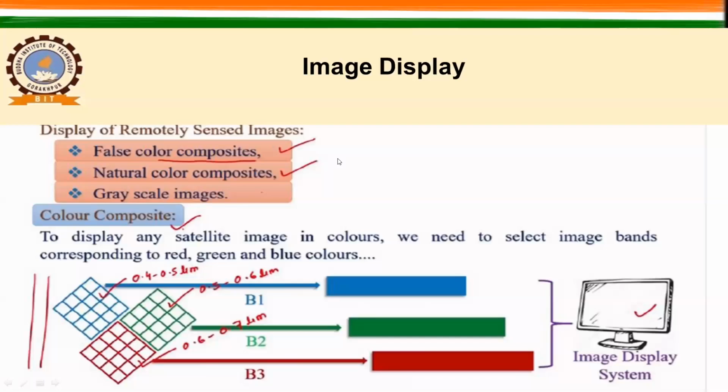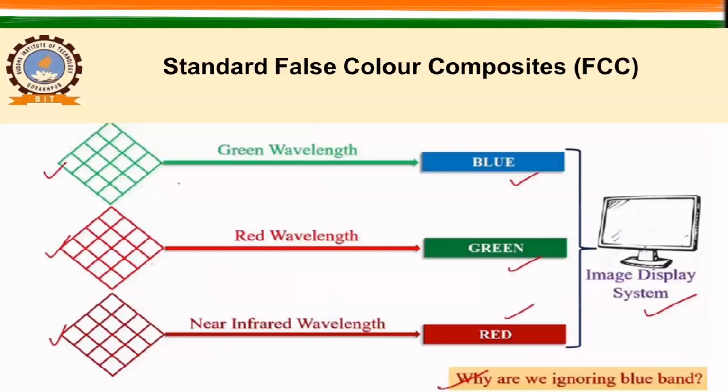Now we will see what we mean by false color composite, natural color composite, and grayscale images. We have already covered color composite. False color composite means your colors will not represent exactly how things look in nature. And in natural color composite, it will have similar colors as they appear on the ground.